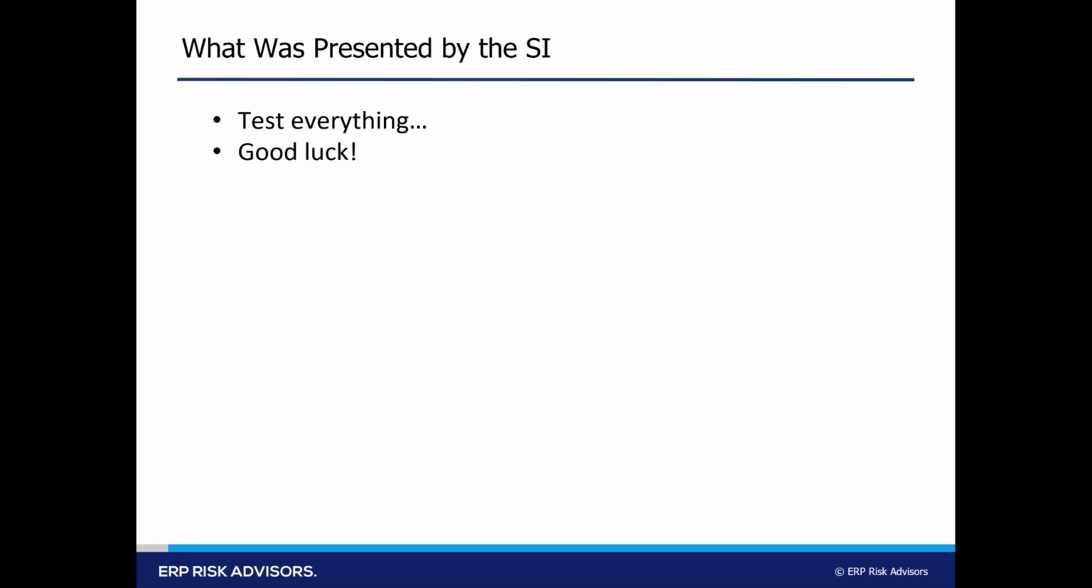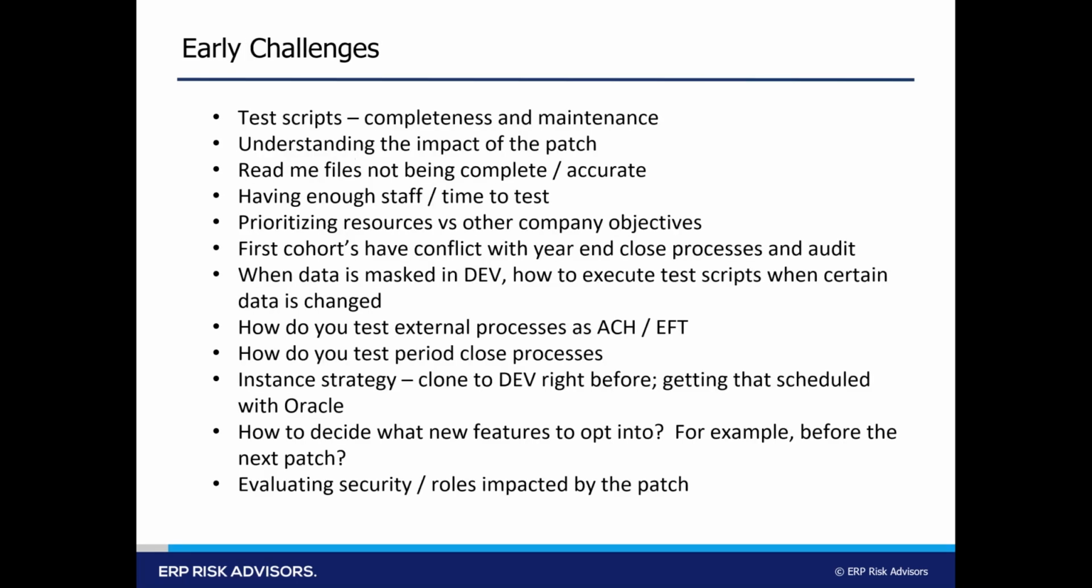This is something that's left to us as practitioners, using software like SafePass to be able to test some of the components of that. We'll dive into that. But effectively, a lot of organizations feel like they're in the blind. They don't really have a good understanding of what that quarterly patch process was. So what's presented by the SI is, test everything, regression testing, which is a good topic to discuss, but they don't have a whole lot to offer beyond that.